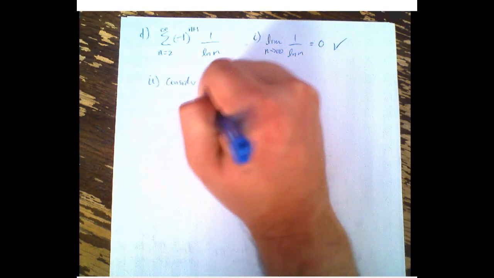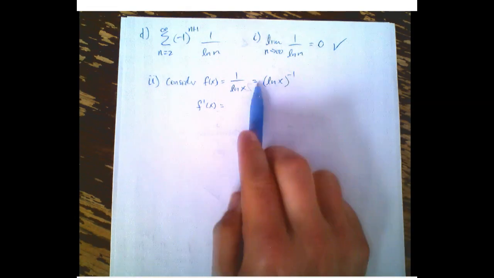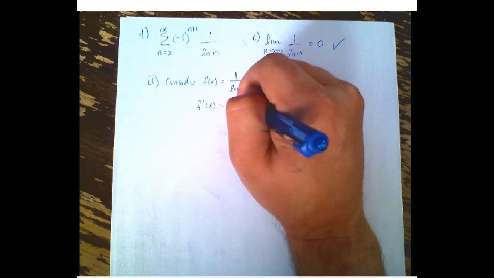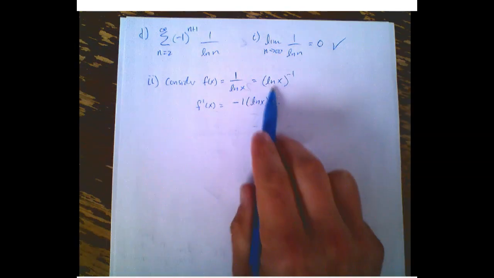F prime would then be, we can consider this as like natural log of x to the negative 1, right? So chain rule, negative 1 times natural log of x to the negative 2 times the derivative of the natural log of x, which is 1 over x. Or negative 1 over x times the natural log of x squared.